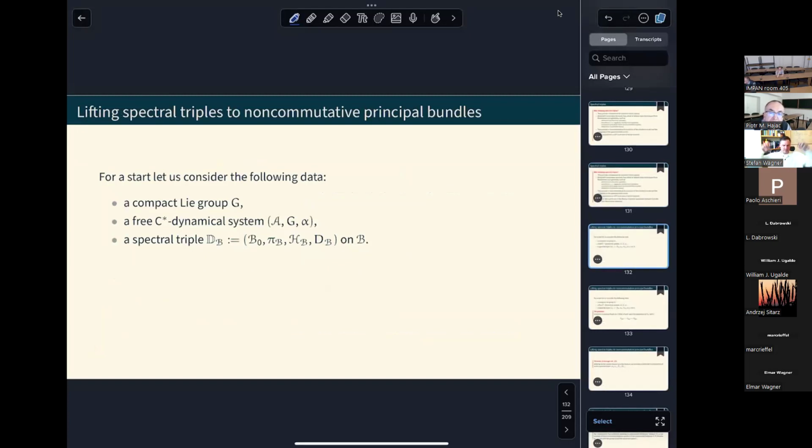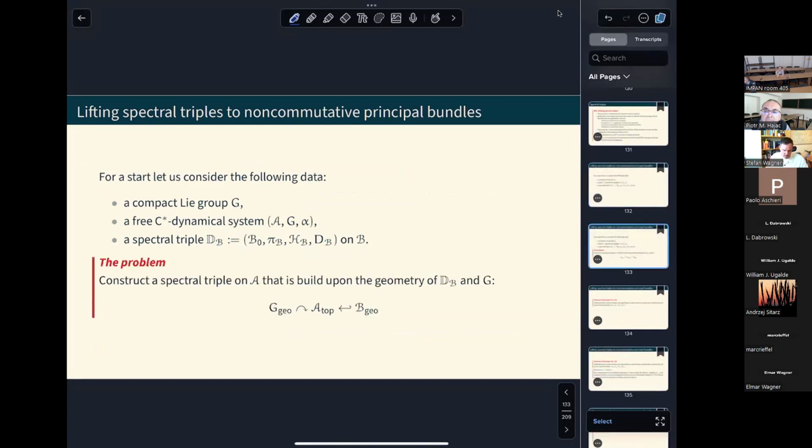So what is my problem? My problem is the following. I have a compact Lie group, and I have a free C-star dynamical system with fixed point algebra B, and I have a spectral triple on the fixed point algebra. So again, I have some kind of smooth structure on B, and I have a smooth structure on a compact Lie group. So the problem is to construct a spectral triple on A that is built upon the geometry of the base and the structure group. Here I have some geometric data, here I have some geometric data, here I only have topology, and I want to use the building blocks to give me some geometric data on the space A.